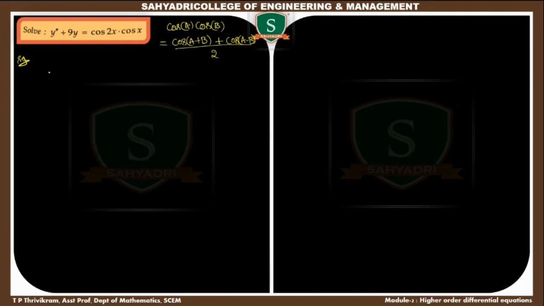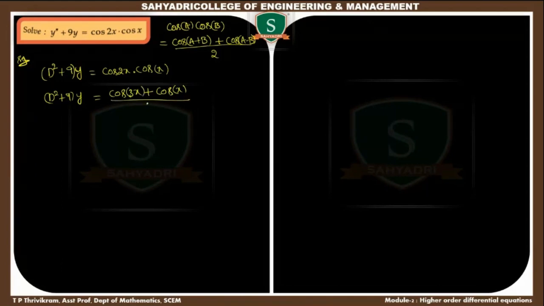So I'll convert this into notation form: D square plus 9 y is equal to cos 2x into cos x. So D square plus 9 into y is equal to cos of 2x plus x, it is 3x, plus cos 2x minus x, it is x, divided by 2. According to this identity, I have written this. In the same way, we'll find the complete solution.